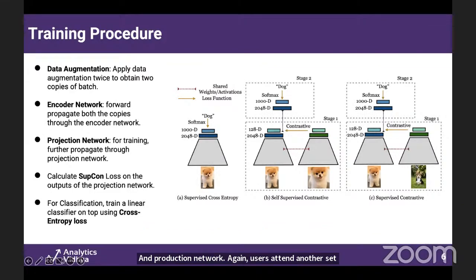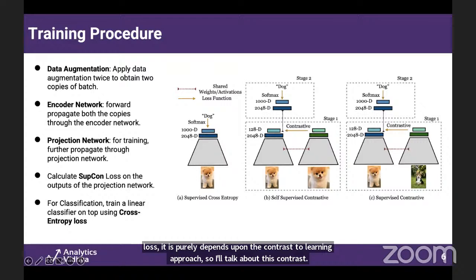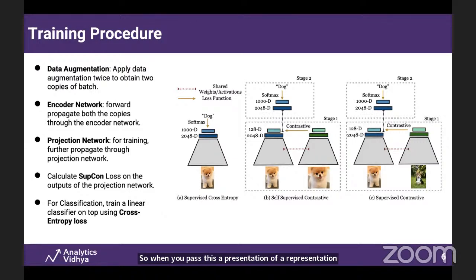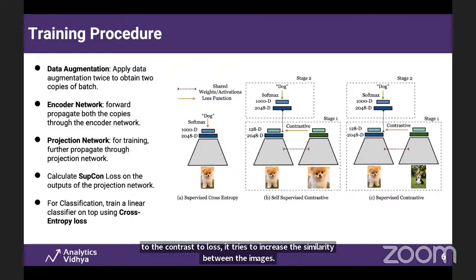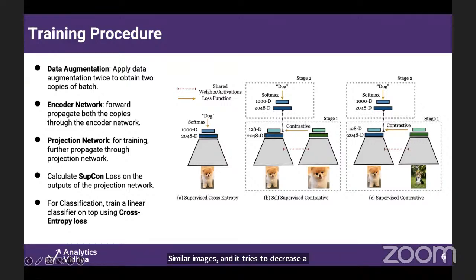Now, these representations will be used for the contrastive loss. We pass these representations to the contrastive loss, which depends purely on the contrastive learning approach. I'll talk about the contrastive loss later, but I'll tell you what exactly it does. When you pass these representations to the contrastive loss, it tries to increase the similarity between similar images, and it tries to decrease the similarity between two different images. Based on that concept, we will be training our model.